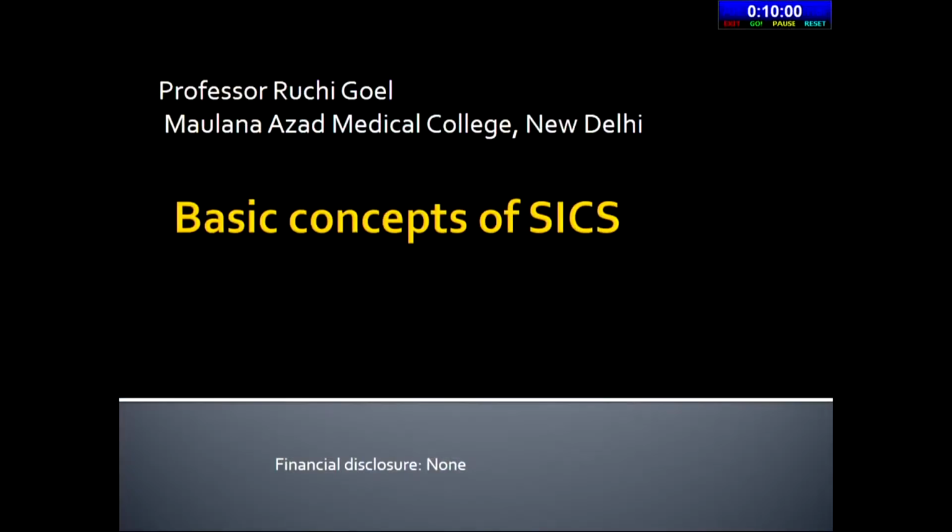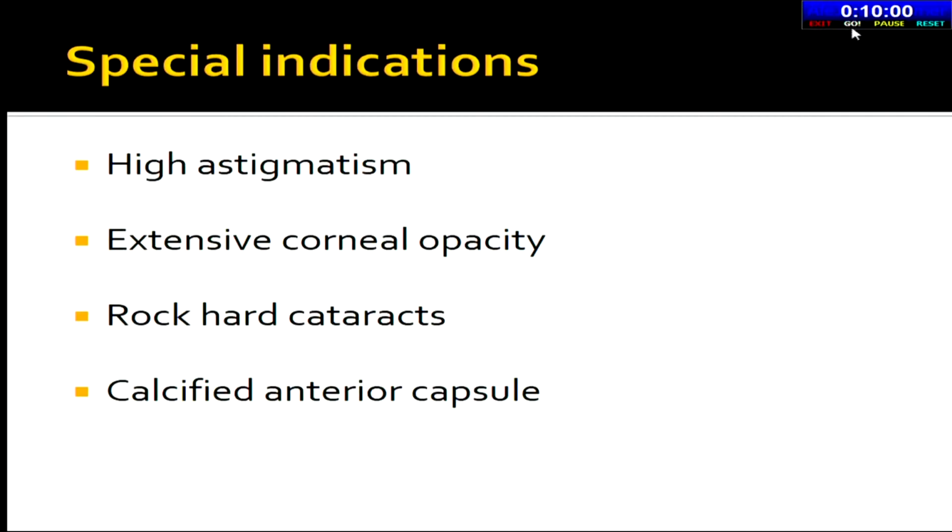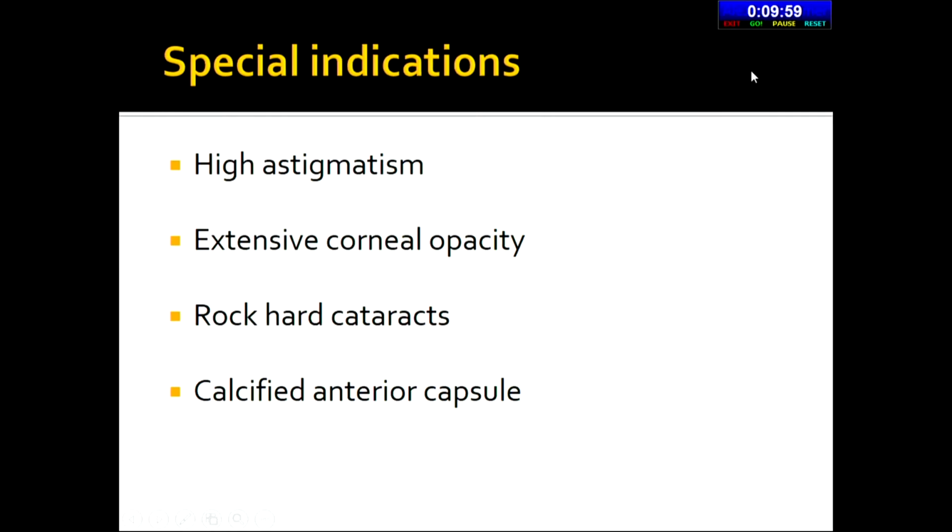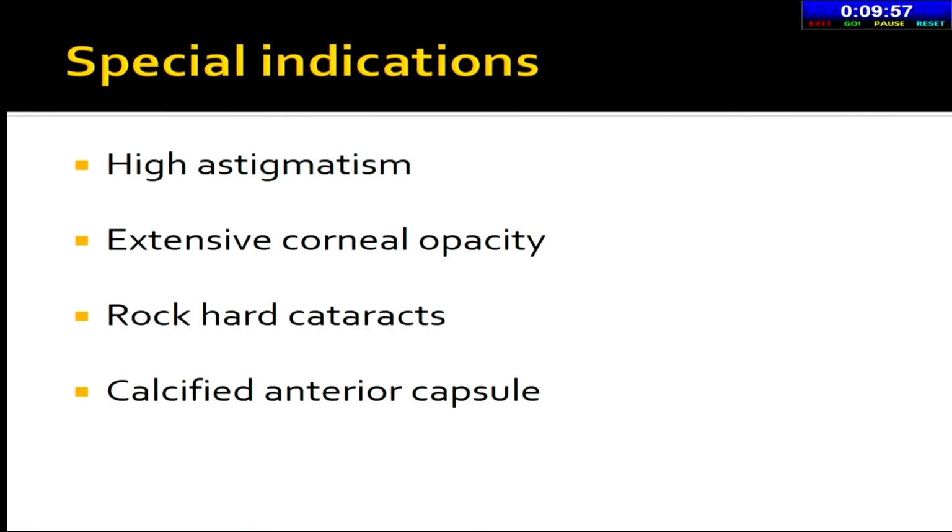Thanks Pratyush for including me in this instruction course, and I will be talking about the basic concepts, that is, what are the basic steps that you really need to learn perfectly to perform a good SICS. The special indication where I would choose SICS as my first choice would be high astigmatism, because simply by changing the size and the site of the incision, you can deal with high astigmatism up to 3 diopters.